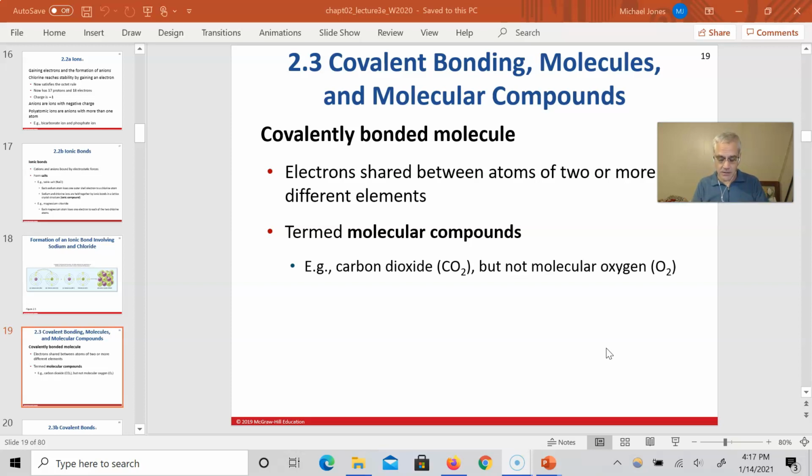Now they could share a pair of electrons. One pair of electrons shared between two atoms is called a covalent bond. That's termed a single bond. But sometimes some elements can share two pairs of electrons. If they share two pairs, that is a double covalent bond. Or if they share three pairs, you can have a triple covalent bond. Now that's as high as the bonds go. You can only get up to triple covalent bonds.